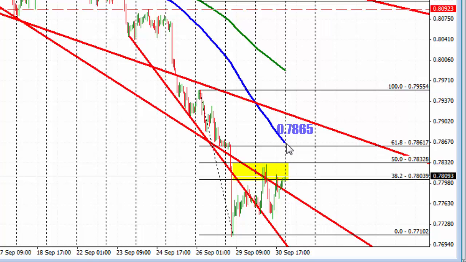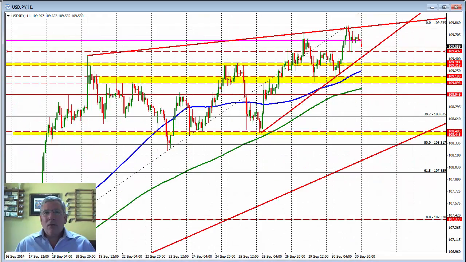The 100-hour moving average currently comes in at the 78.65 level. That's going to be a level of importance. 78.32 or 33 is our first resistance level. Again, that represents the 50% retracement of this last leg to the downside, and we need to get above that level. If we move back below this trend line and start to take out lows, look for further selling to the downside.